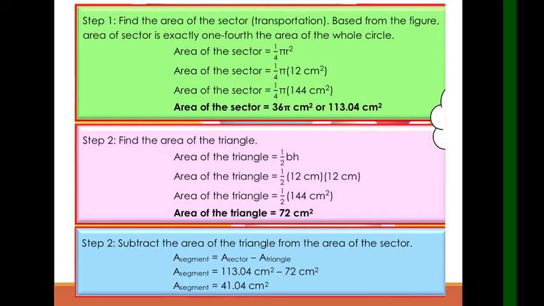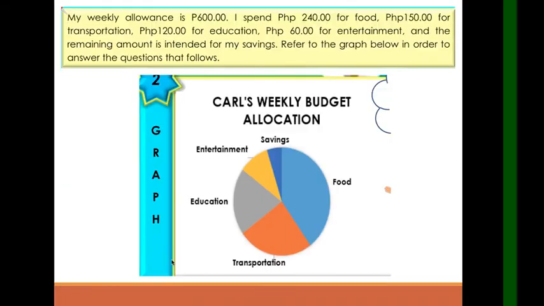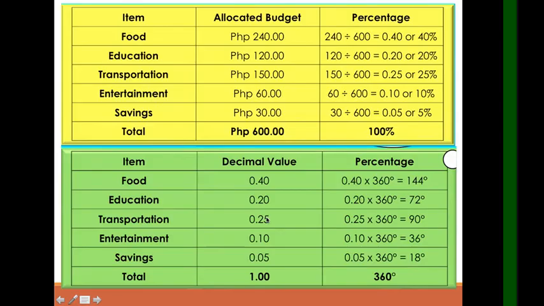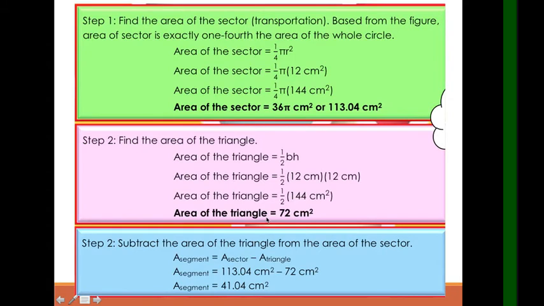Now, to subtract the area of the triangle from the area of the sector. Para makuha natin yung segment. So, we have area of the sector. Kasi ang kinukuha lang natin dito, my dear students, is itong portion na to. Yan yung kinukuha, parang ice cream. Nakuha na natin yung area ng triangle. Tapos, kinuha natin yung area ng sector. So, ngayon, i-minus natin yun para makuha natin yung area ng segment.